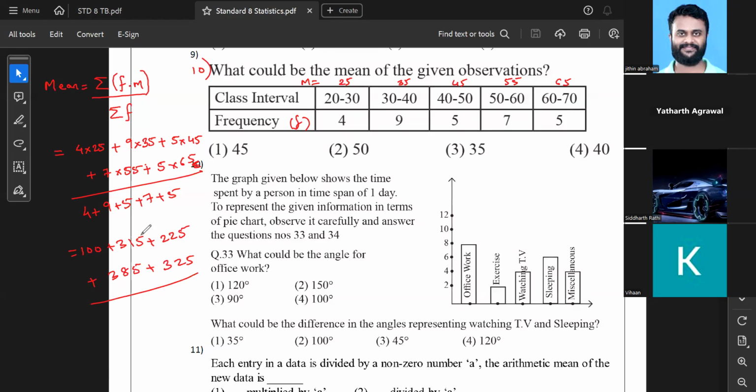Now let me add all the numbers over here. 100 plus 315 is 415, plus 225 is 640, plus 385 is 1025, plus 325. So that comes to be 1350, divided by 30. You cancel zeros: 135 divided by 3. 3 times 4 is 12, 15, 3 times 5 is 15, so 45. So 45 is your answer. Option 1.